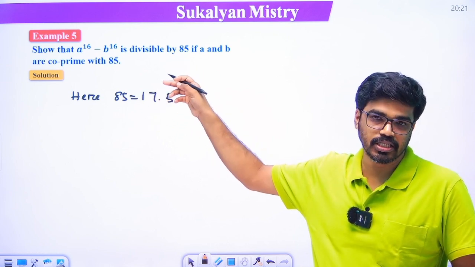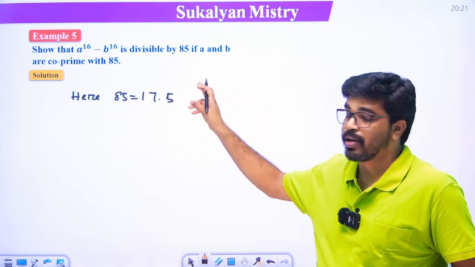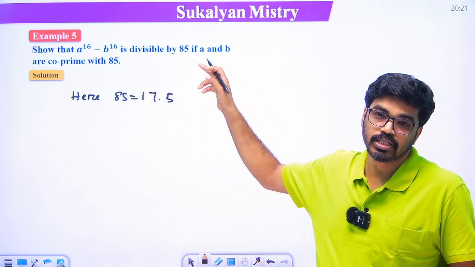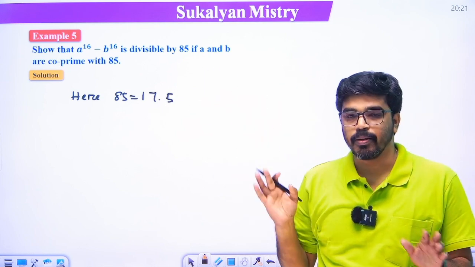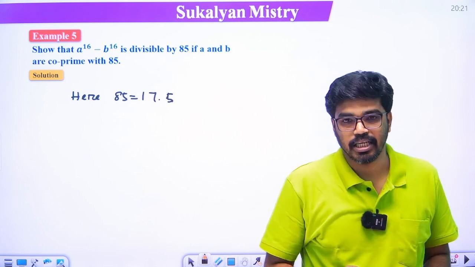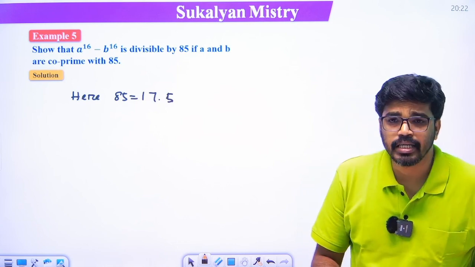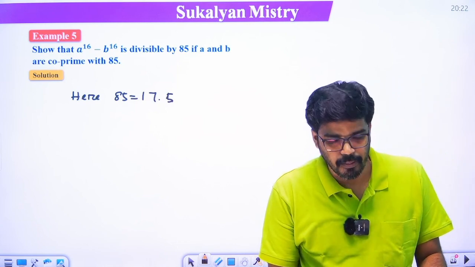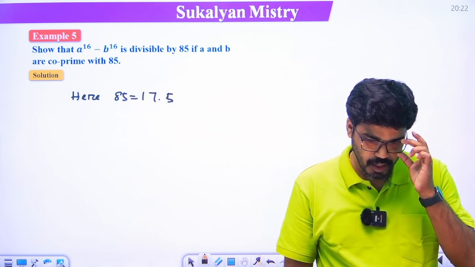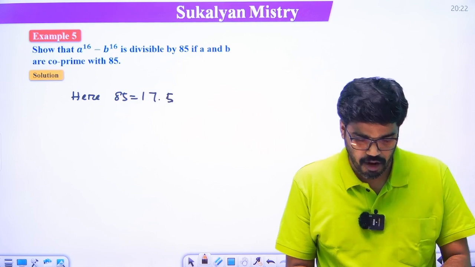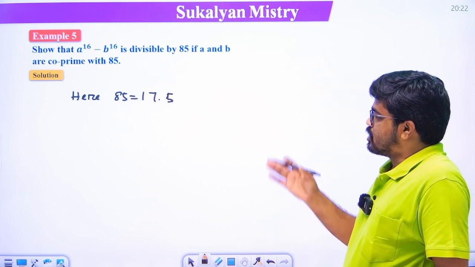1, that means a to the power 16 is congruent to 1 modulo 17, as well as a to the power p minus 1, where p is 5, so a to the power 4 is congruent to 1 modulo 5. Okay, in the same way you will solve this problem, this is your assignment. Show that a to the power 16 minus b to the power 16 is divisible by 85 if a and b are co-prime with 85. Okay? This is your assignment.